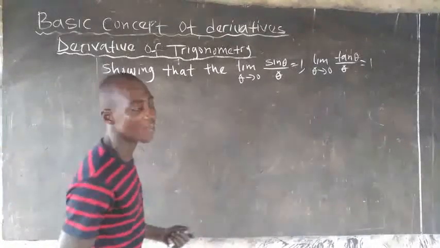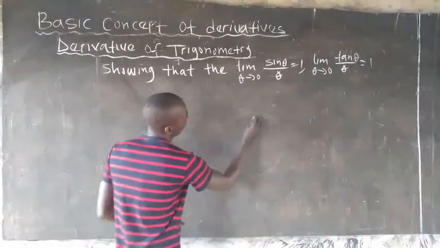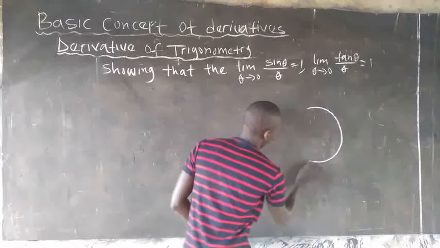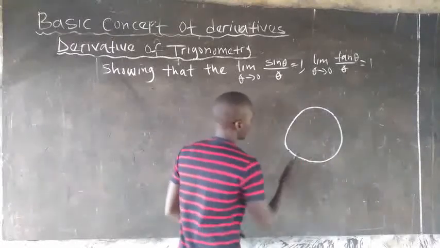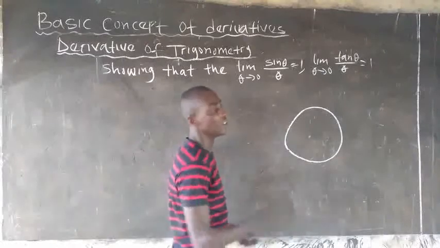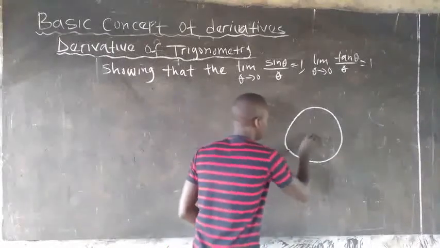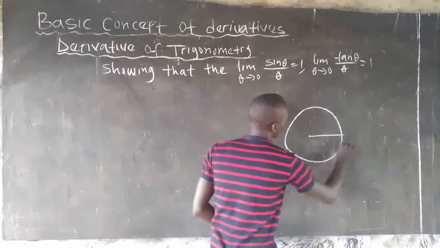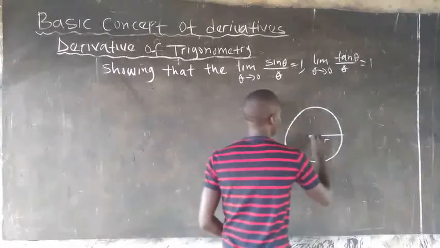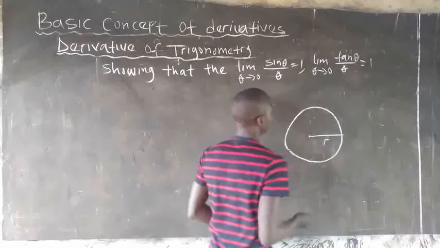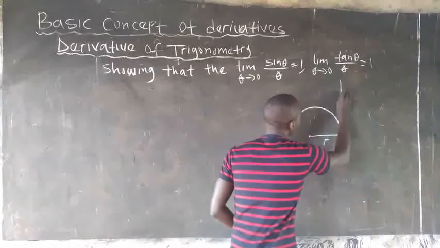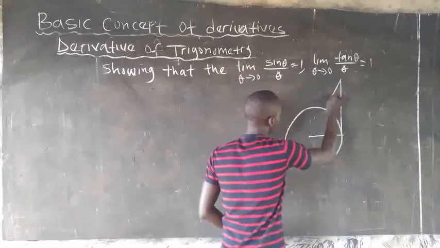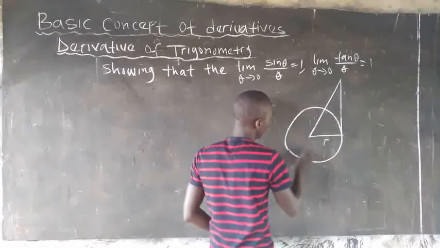I'll be drawing the diagram, so you watch and I will explain. You draw a circle, and in the diagram of the circle, there's always a point. I assume that this is my point, and don't forget that from here to here is your radius, and from here to here is also another radius. So the lines come from here to meet this part, forming a triangle.